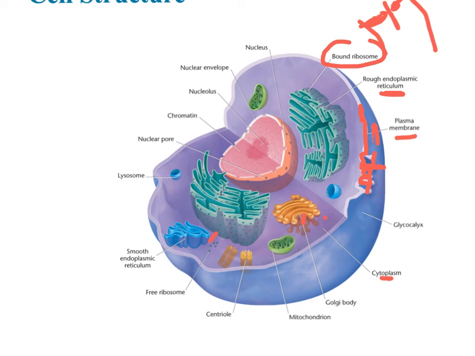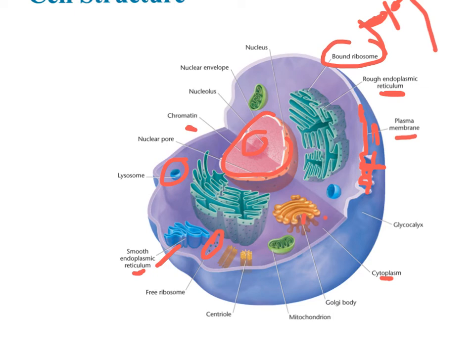But then down here we see free ribosomes. They're not bound. And we see smooth endoplasmic reticulum. So the smooth endoplasmic reticulum, or smooth ER, does not have ribosomes on it. The rough ER has the ribosomes bound to it. And then we see the lysosomes right here. We see the nucleus right in here. And then the chromatin at this point. Chromatin's really not visible.